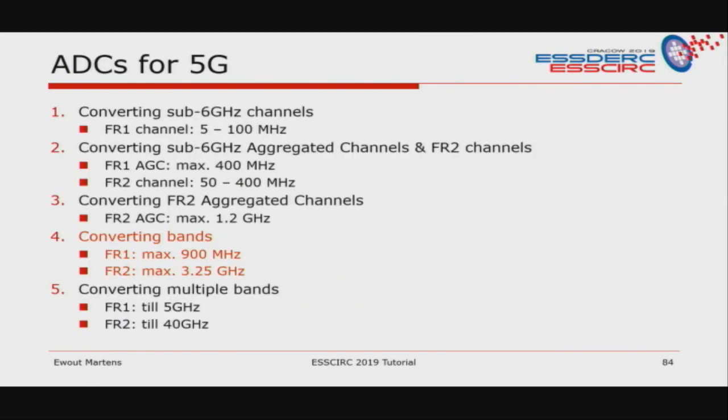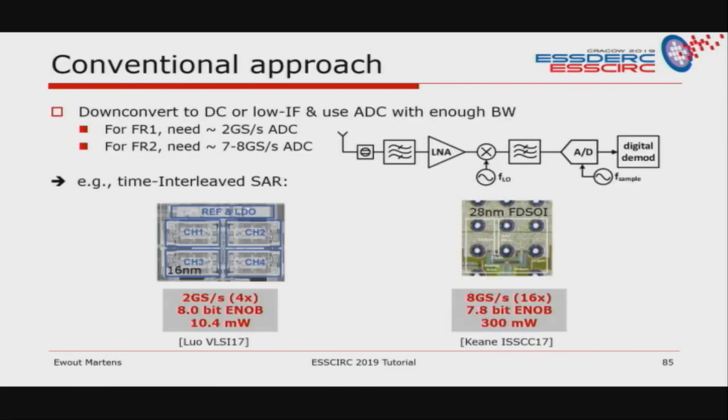If you go further and we want to convert complete bands, then we need to talk about converting 900 megahertz bands for the first frequency range, or up till 3 gigahertz, more than 3 gigahertz for the second one. The conventional approach is then you take that signal, you down convert it, and then you use an ADC with the right bandwidth, like a time interleaved SAR ADC, for example. So for 2 gigahertz or 8 gigahertz you can make it with that. Of course you see also the power numbers going up with it.